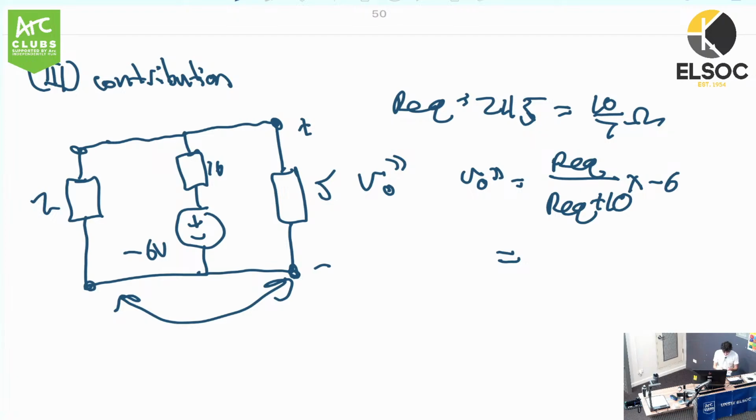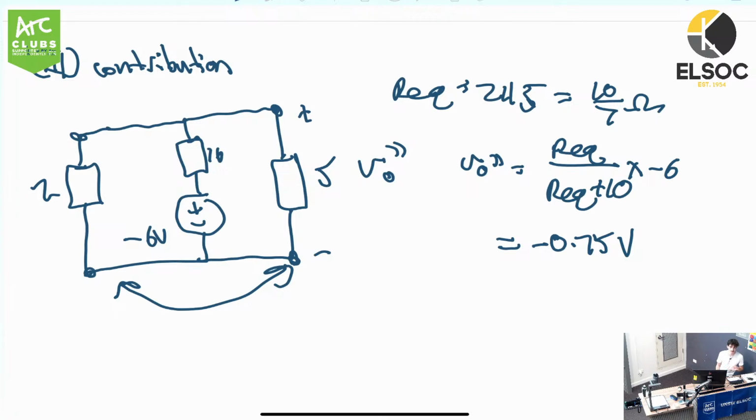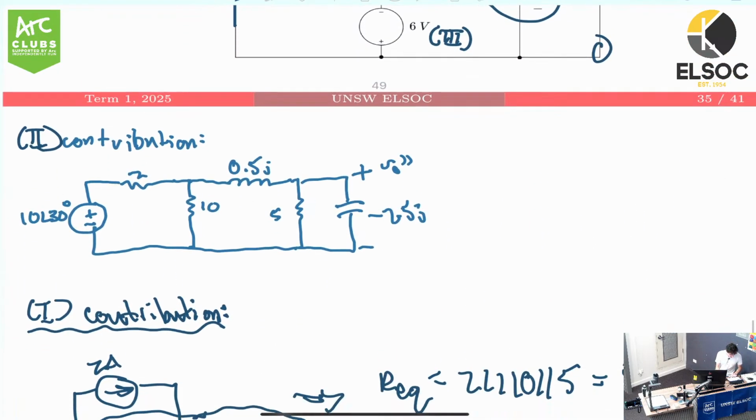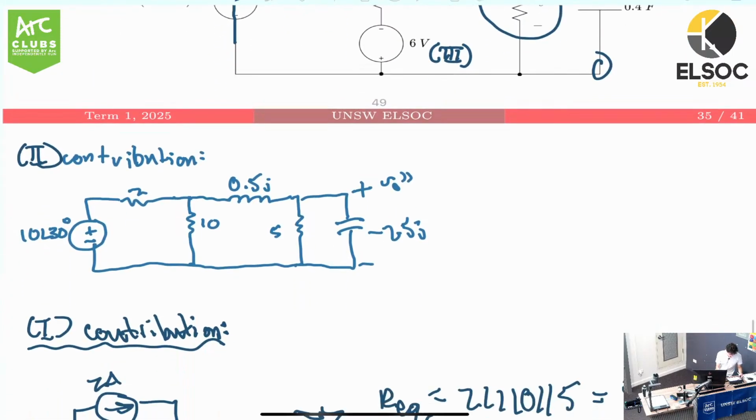Got 10 on 7. Right, and then that's going to be that plus 10 times minus 6, which is equal to negative 0.75 volts. Does that make sense? Hopefully. All right, and then now we'll do the second contribution.